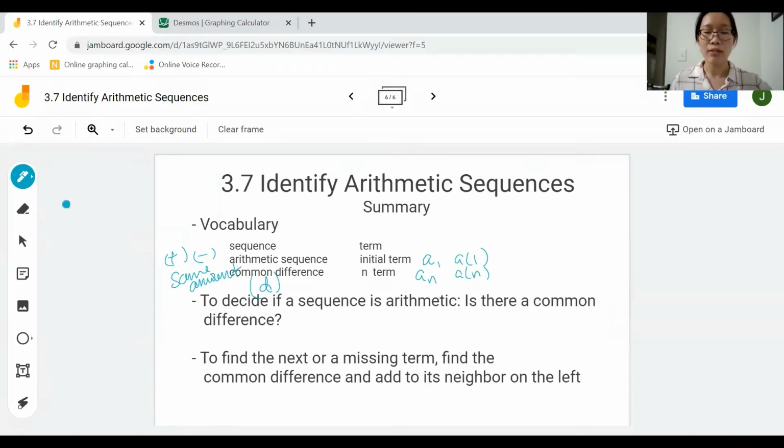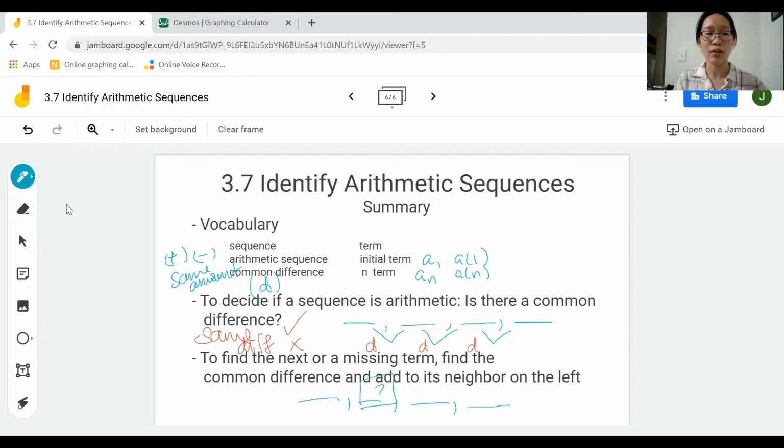To decide if a sequence is arithmetic, you're asking, is there a common difference? In other words, if I look at every consecutive term, are all of these differences the same? If they are the same, then you have an arithmetic sequence. If they are different, then it is not arithmetic. To find the next or a missing term, you want to find the common difference, because every term has the same difference. And then you will use the term to the left of your blank, the neighbor, and add the d to find your blank.